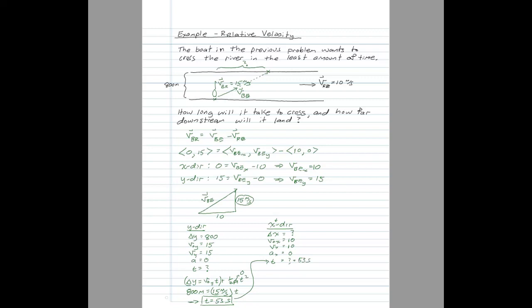So that allows me to use the same equation we used in the y direction, but now in the x direction. And again, this 1/2 a t squared term drops out because there is no acceleration. So we'll plug in for the velocity, which is 10 meters per second, times the time, which is 53 seconds. And so we get a distance downstream of 530 meters. So there you go. That's all there is to that problem. Yep, the end.